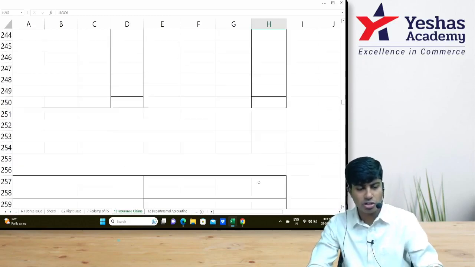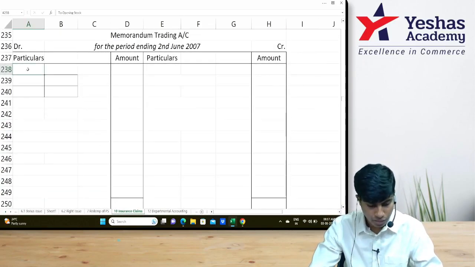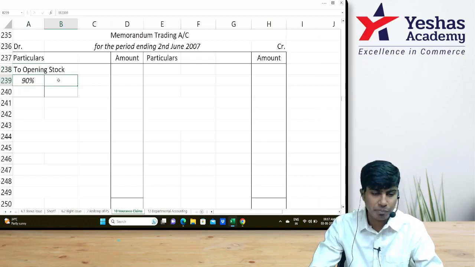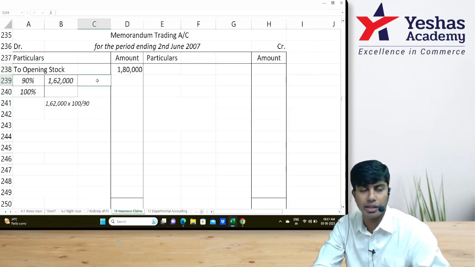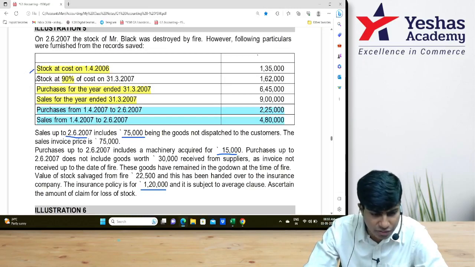So in the current period also we'll write our opening stock in the memorandum trading account. How much is opening stock? Simple. If 90% is 1 lakh 62,000, 100% is 1 lakh 80,000: 1 lakh 62,000 into 100 by 90. Okay. What's after that?